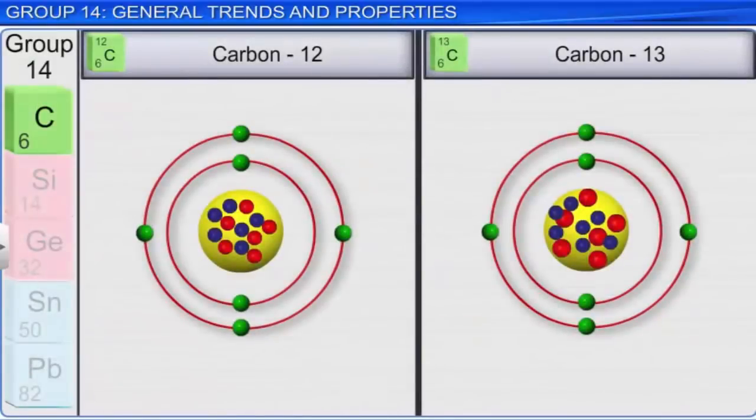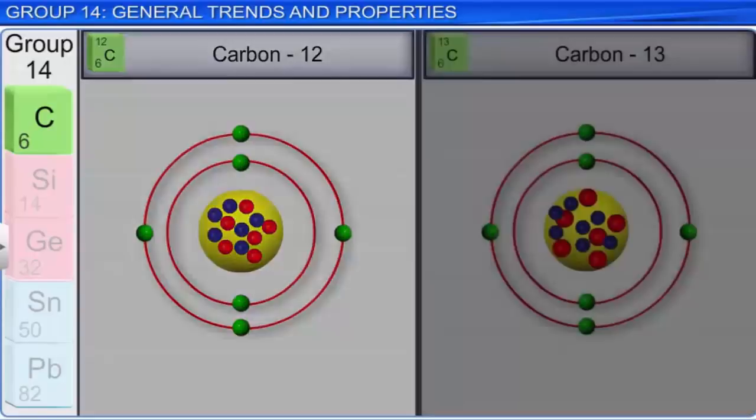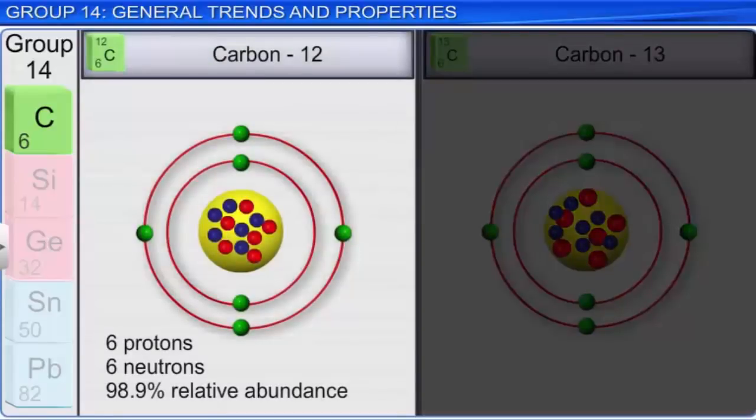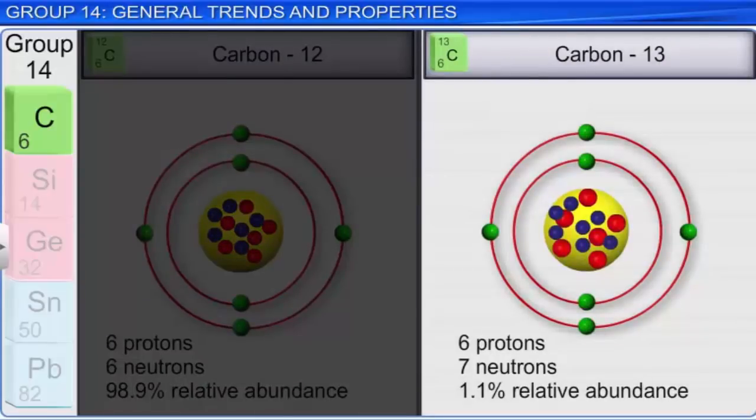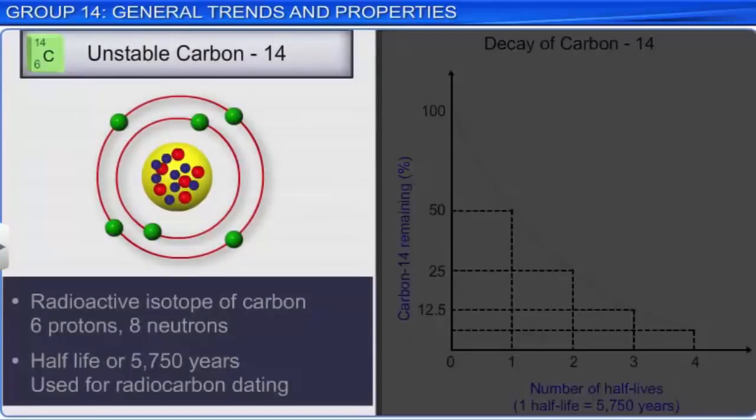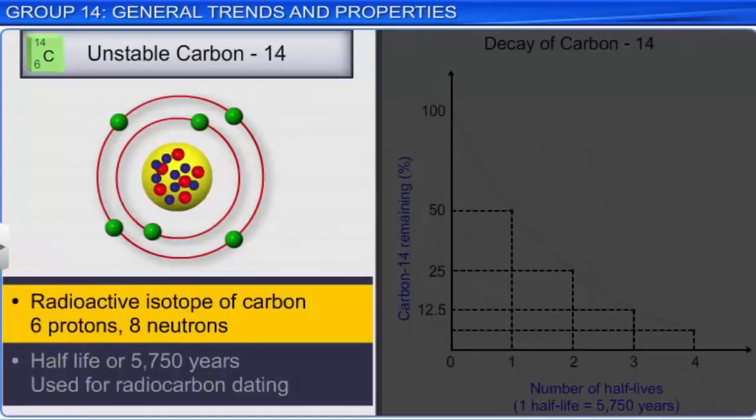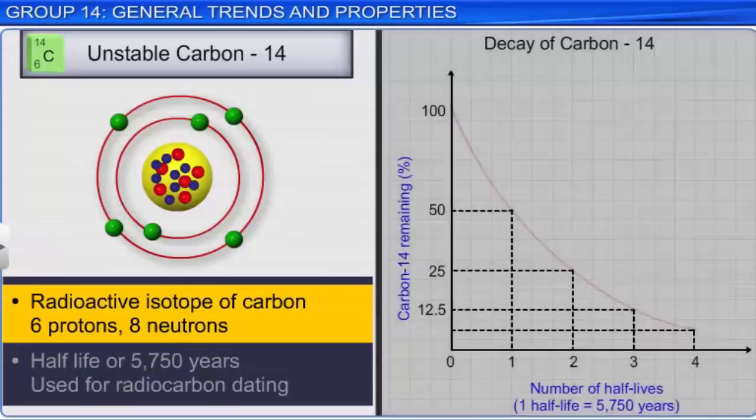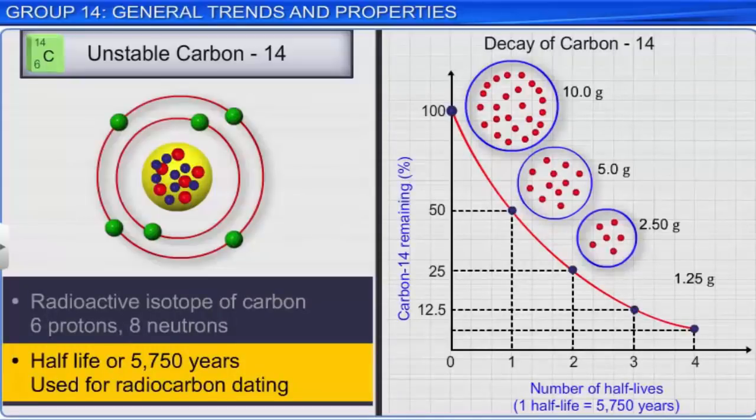Two stable isotopes exist for naturally occurring carbon: carbon-12 and carbon-13. Almost 98.9% of naturally occurring carbon atoms are found as carbon-12, with 6 protons and 6 neutrons in the nucleus. The remaining 1.1% of carbon atoms are carbon-13, with 7 neutrons in the nucleus. A third isotope of carbon is the unstable carbon-14. This radioactive isotope of carbon contains 6 protons and 8 neutrons in its nucleus. With a half-life of 5,750 years, it is used in radiocarbon dating.